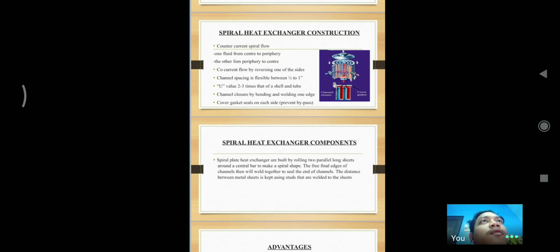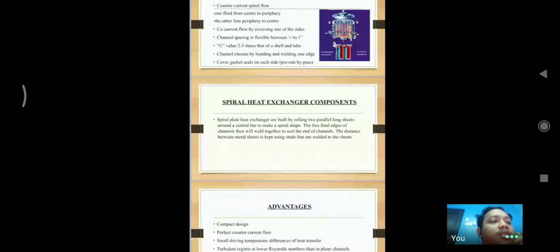Next, we have the spiral heat exchanger components. Spiral plate heat exchangers are built by rolling two parallel long sheets around a central bar to make a spiral shape. The free final edges of the channels are then welded together to seal the end of the channels. The distance between the metal sheets is kept using studs that are welded to the sheets.